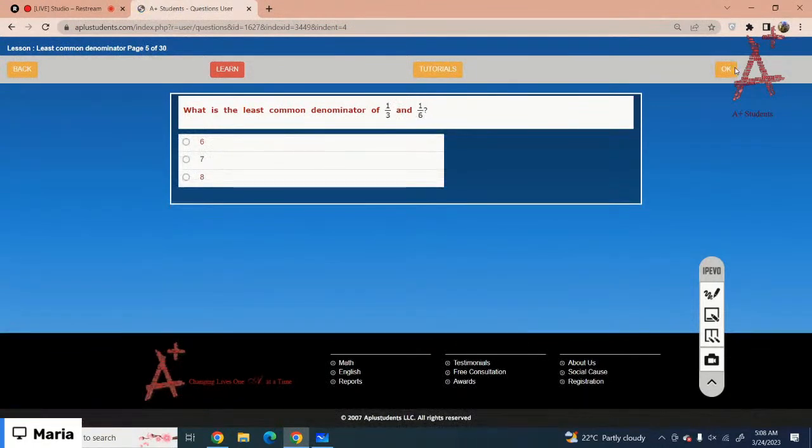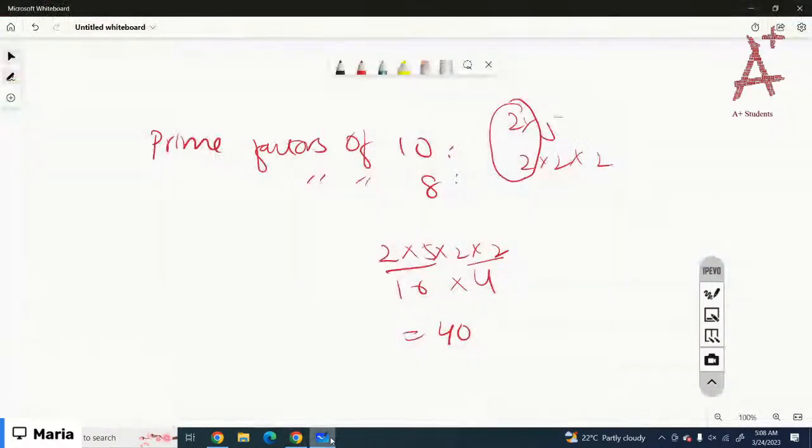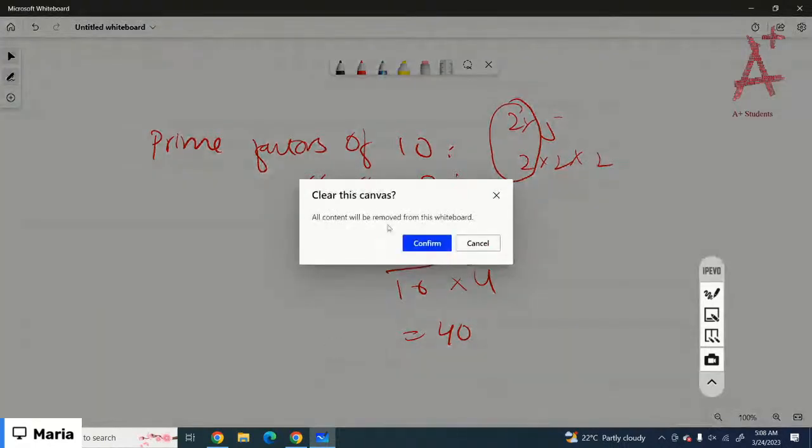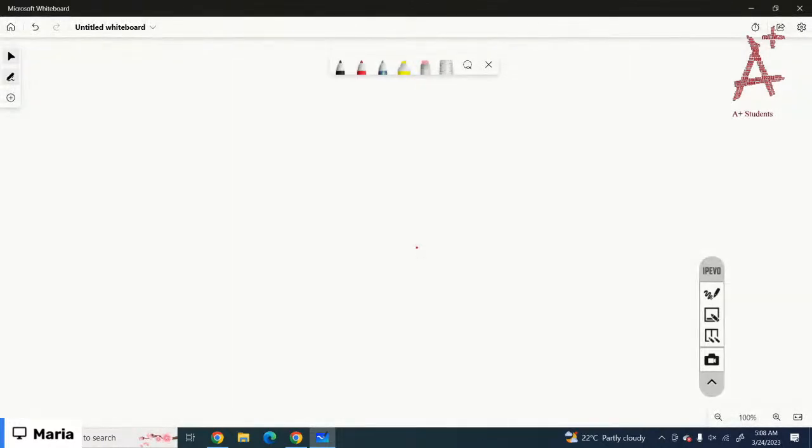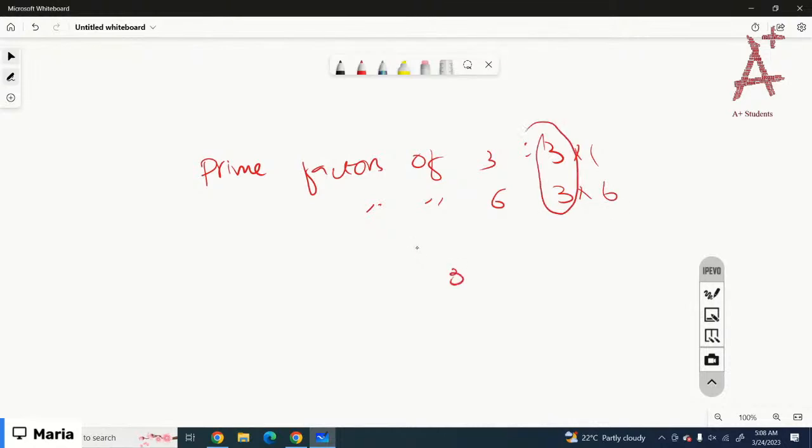Okay, the next one is what is the least common multiple of 1 by 3 and 1 by 6. So you have to look for the factors of 3 and 6. So let's just write down the prime factors of 3 and 6. For 3 it is 3 times 1, because 3 is a prime number, and for 6 you have to write 2 times 3. So 3 is a common number.